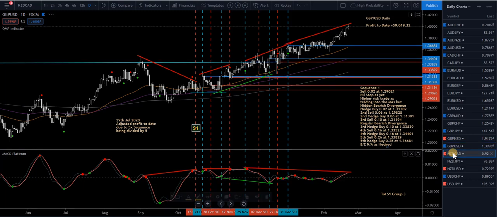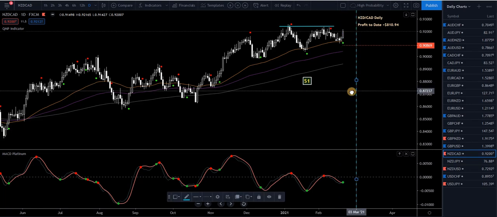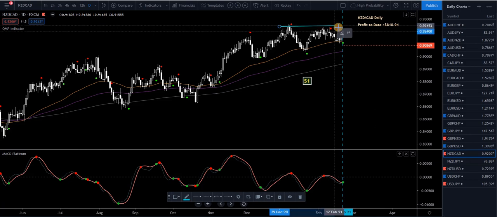Let's move on. New Zealand CAD, another one highlighted in pink. Remember, New Zealand, New Zealand, New Zealand. A lot of New Zealand pairs there. So watch your correlation. There is a buy signal here. Beyond that blue line, there is a buy. My only concern would be breaking this high up here.